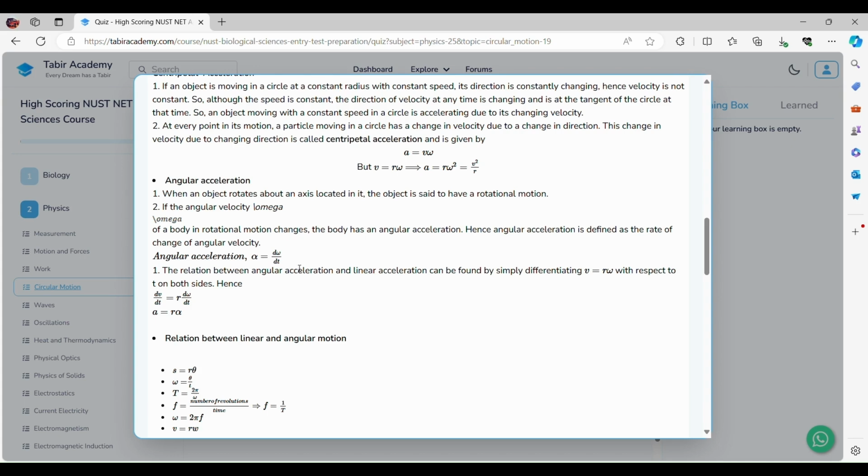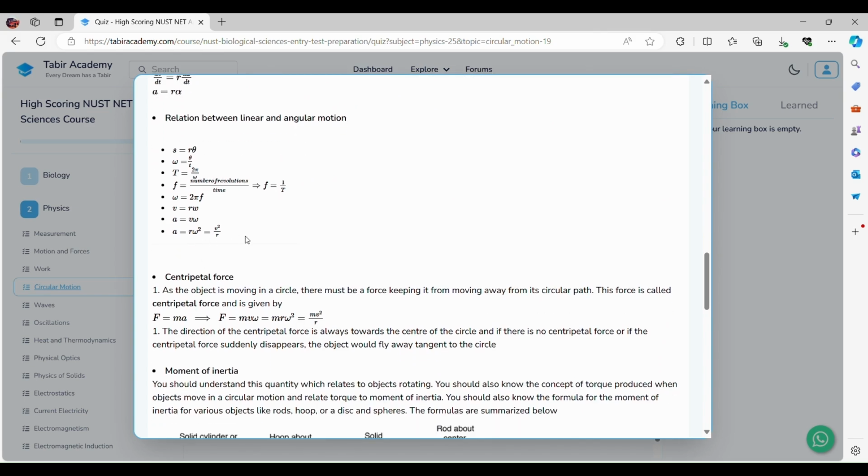The relation between angular acceleration and linear acceleration can be found by simply differentiating v equals r multiplied by your angular velocity with respect to t on both sides. Hence, you can refer to this formula: acceleration equals r, which is your radius, multiplied by your angular acceleration. You can refer to these formulas for better comprehension.